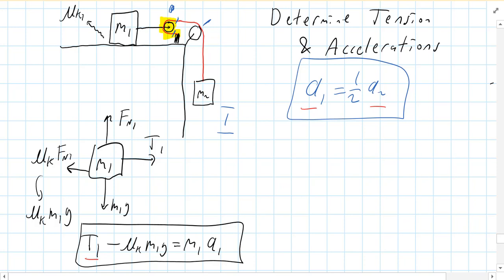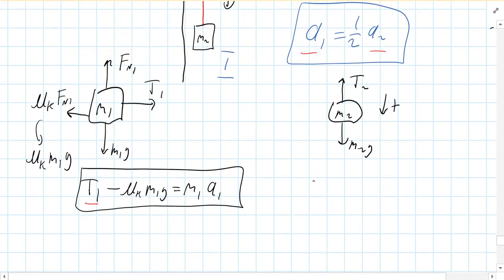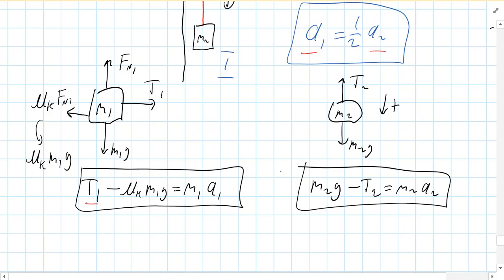Well, let's look at M2. For this system, I'm going to say clockwise is positive. So if I look at M2, I've got M2g acting down, and then I have this red string pulling up. I'm going to call that T2. Down is positive for this one. So if I write out Newton's second law, you've got M2g minus T2 equals M2a2. Now, I've introduced a third equation, but I've also introduced a fourth unknown, T2. So I need at least one more equation.